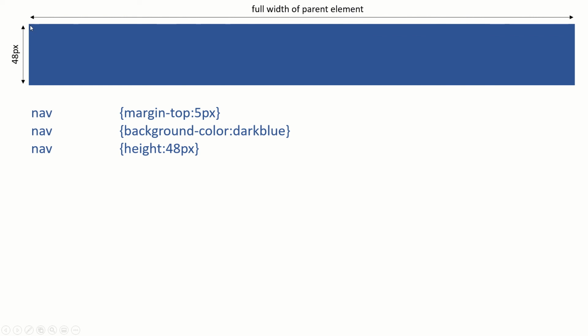Okay, and by default, a nav element is a block element like div and all the other semantic elements. It's a block, which means it takes the full available width that is there. So in this case, I think it's just inside the body, so it'll be the full width of the body. Okay, that's what block does.